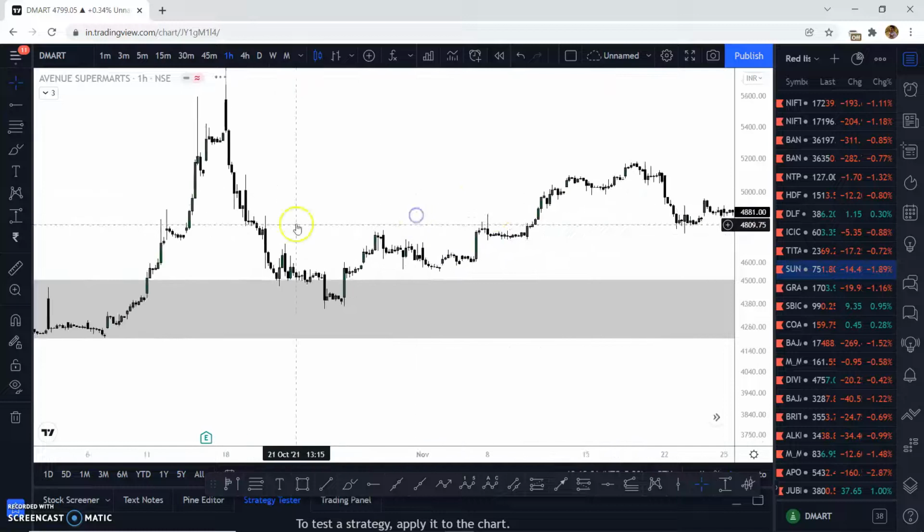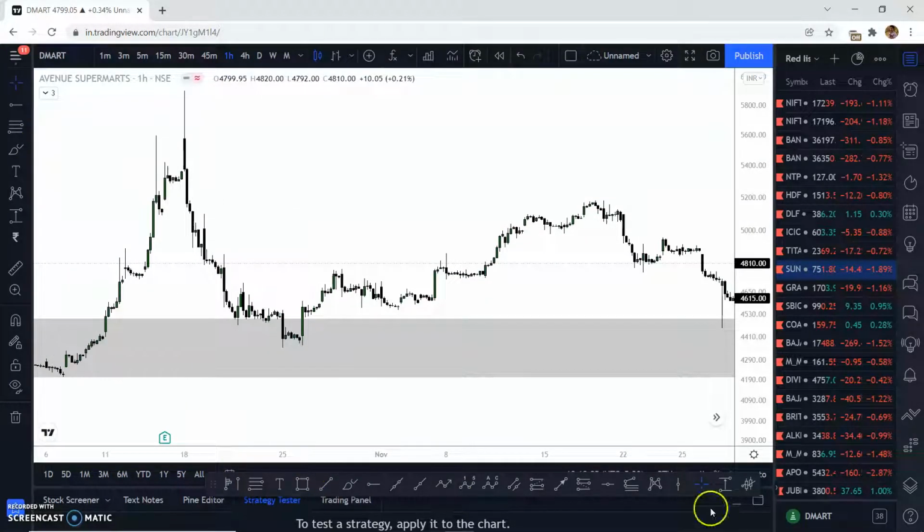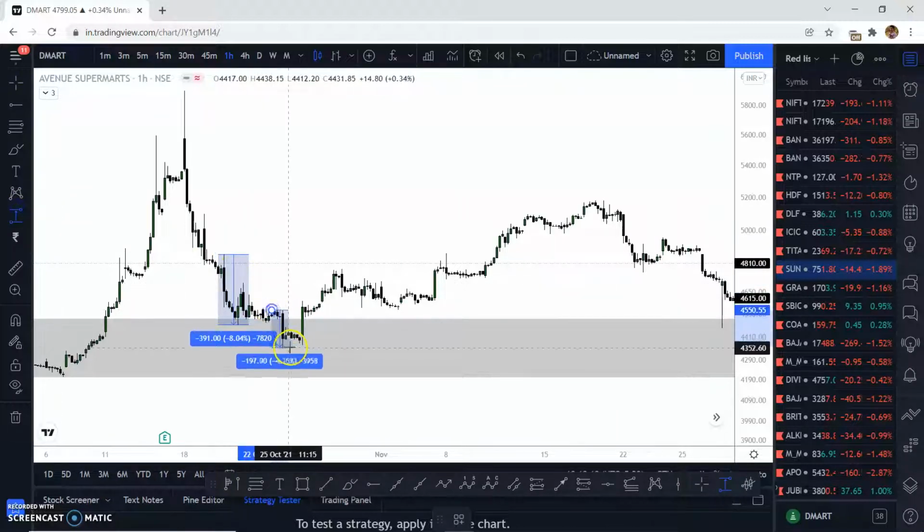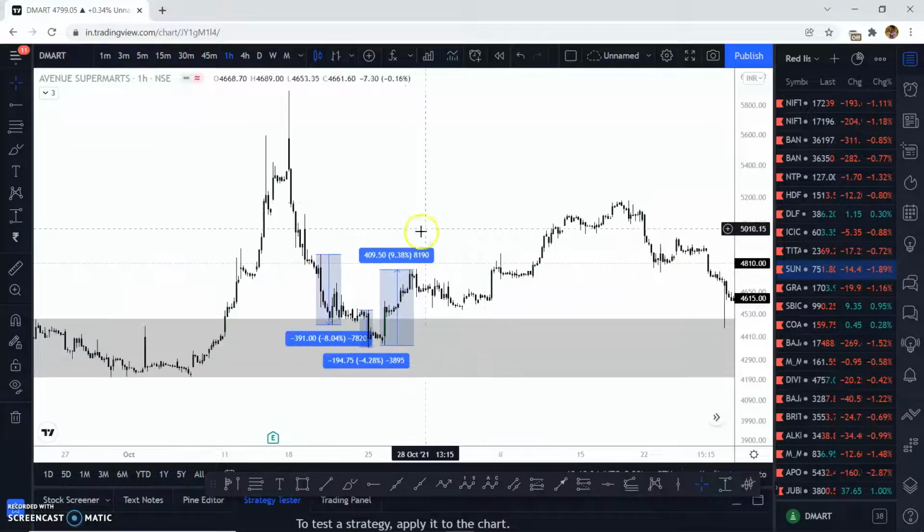Just try to see this. You don't have to, 1 second, where is the tool? Yeah, if I select it from here till here, it was 8.04. If you select it from here to here, it was 4.28. So now when I move it from here till here, it was 9%.